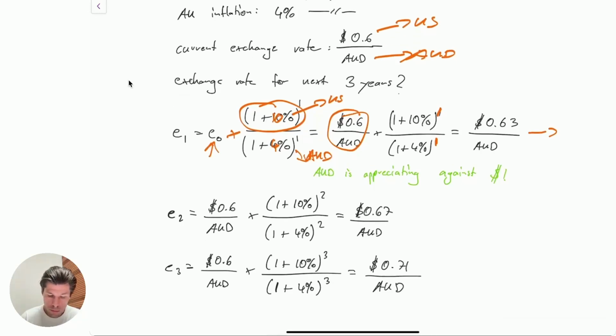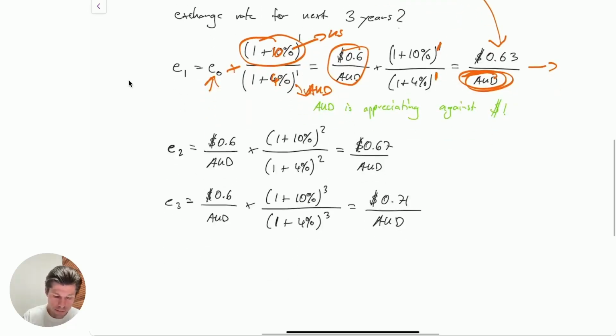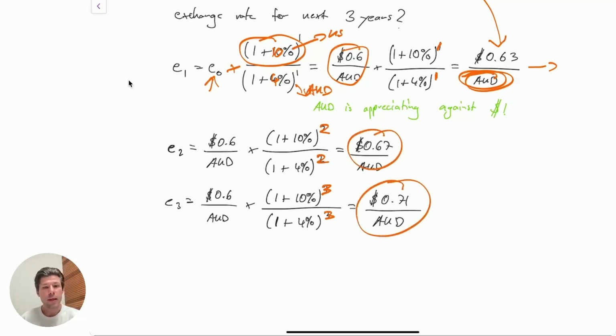This equals 0.63. So compared to 0.6, we expect the Australian dollar to appreciate, because this is our base currency, that's the currency we talk about. The number is increasing from 0.6 to 0.63, which means the AUD, which is your base currency, is appreciating. If we do the same for year 2 and year 3, it's the same formula, just power of 2, power of 3. We can see that the Australian dollar is further appreciating here to 0.67 and 0.71.